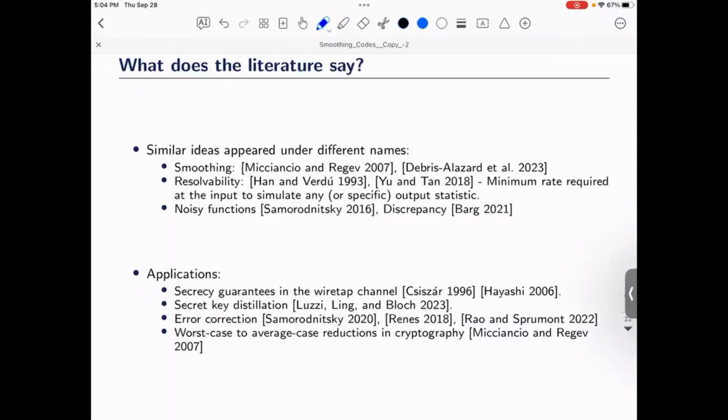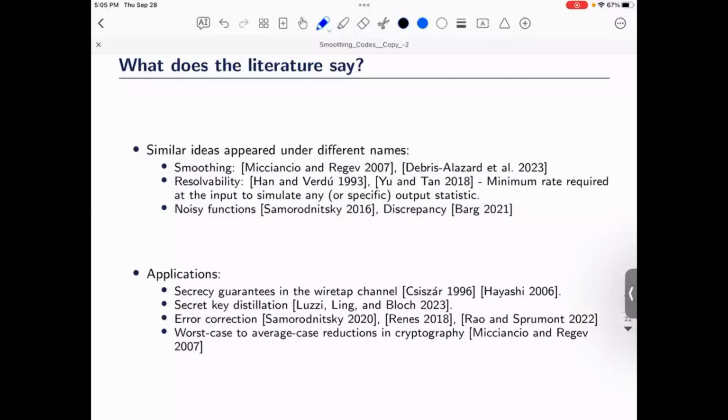And a similar problem called resolvability also has a similar flavor. There, the problem is to simulate an output distribution through a channel. So this is called the channel resolvability problem. You have some randomness in the input and you want to simulate a certain distribution at the output. So the question they were interested in was, what is the minimum rate required at the input to simulate that output statistic? There are several versions of this resolvability problem, but I'm not going to go into that detail. And some special cases of this problem have been considered.